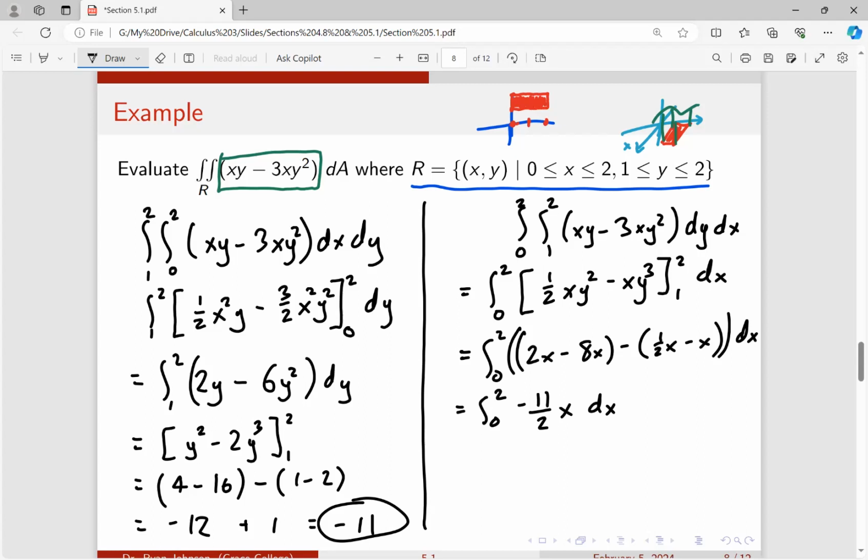-11/2 x dx. Well, integrating there, I get -11/4 x squared from 0 to 2. So if I plug in 0, that just gives 0. I can forget about that. Plug in 2 for x gives me 1/4 times 4, so that's -11. And I get the same answer for both of them, which means all is right with the world.